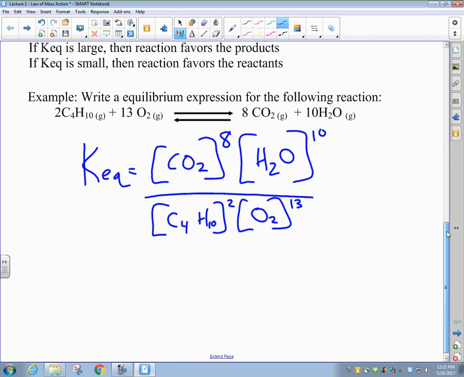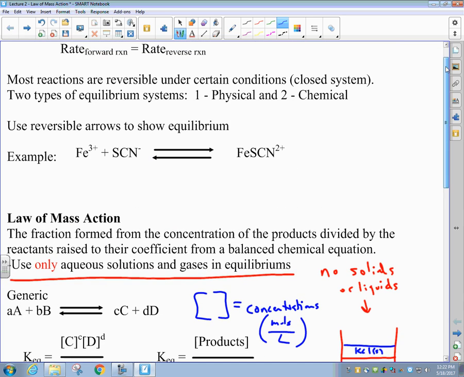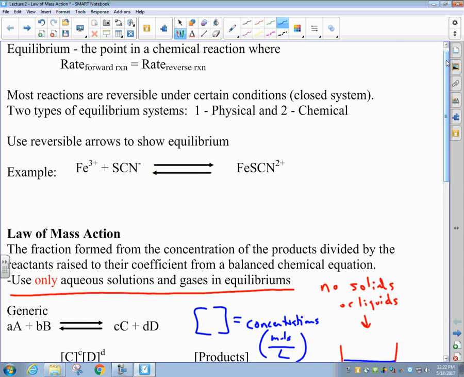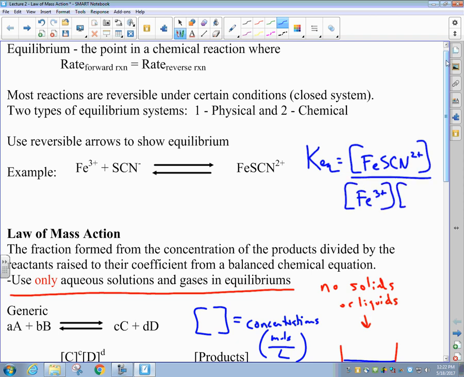Let's go ahead and practice writing another one. Let's write the KEQ expression for this example shown right here. This one would be KEQ equals the concentration of FeSCN2 positive divided by the concentration of Fe3 positive times the concentration of SCN negative.